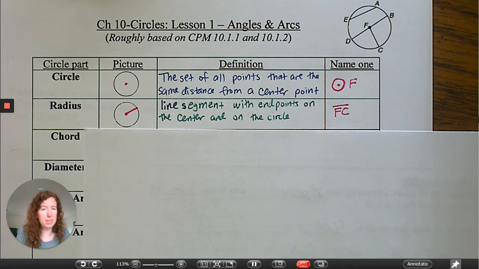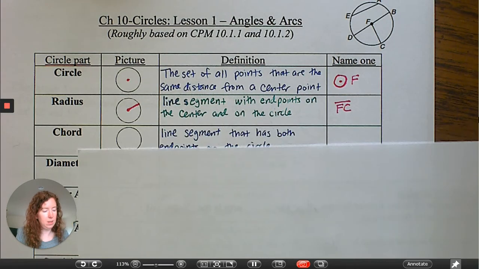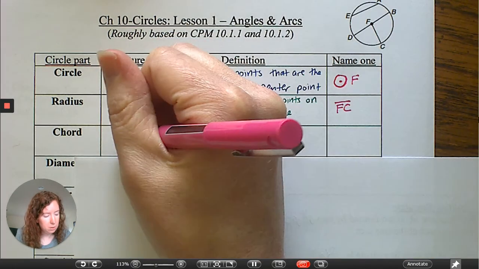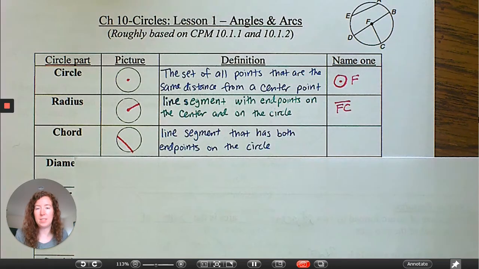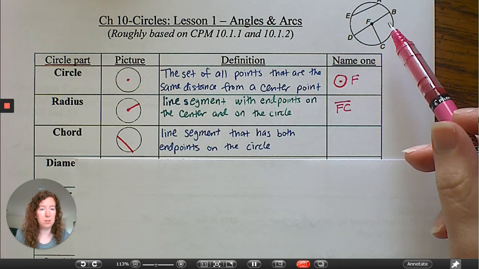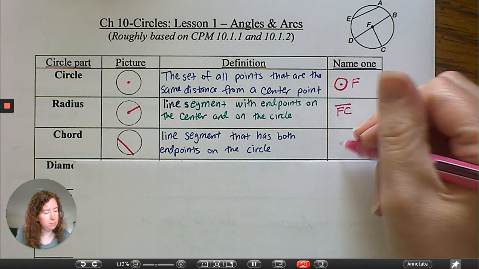Now, chord. This might be a new term for you. A chord is going to be also a line segment, but this one has endpoints that are on the circle. So the radius only goes from the center to the circle. The chord is going to go from one side to the other. Okay. Now, there are 2 chords in this circle up here. We're going to pick AE and name that one.